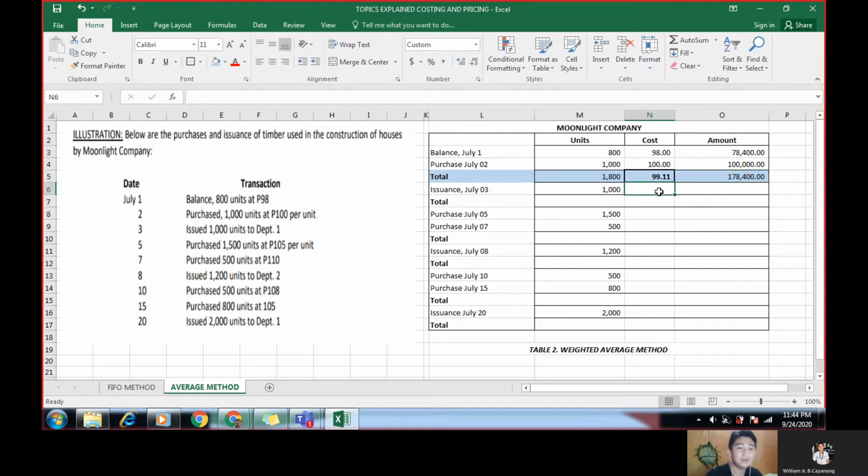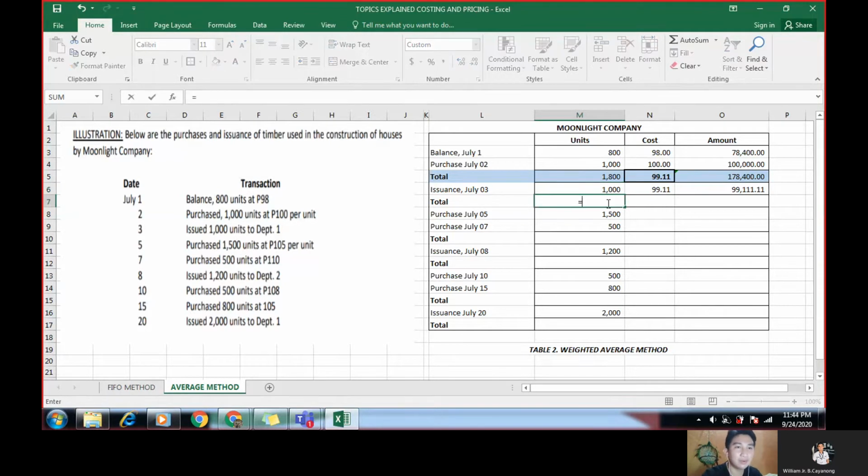Okay, next tayo. There is an issuance on July 3, walang problema. Okay, same pa din yung price niya, 99.11. So, pwede lang natin yung i-link or pwede mo siya talagang i-encode. Depende sa'yo. Since alam na natin yung price, 1,000 times 99.11. Okay, 99,111, yan yung amount niya. So, since issuance yan, the number of inventories will be reduced. Okay, hindi mag-i-increase ha.